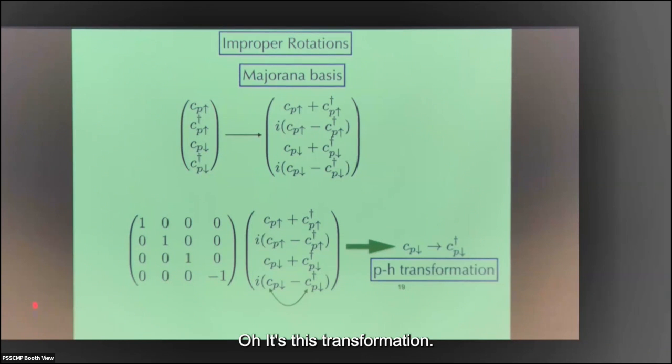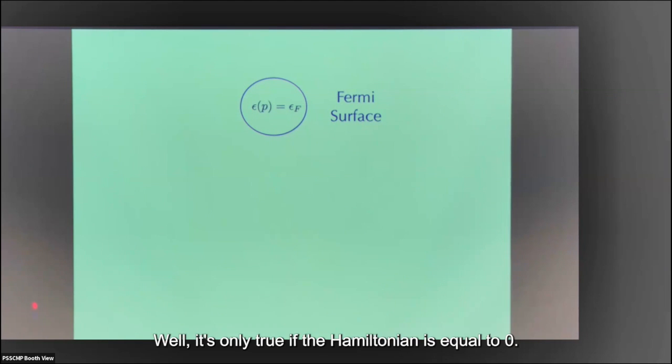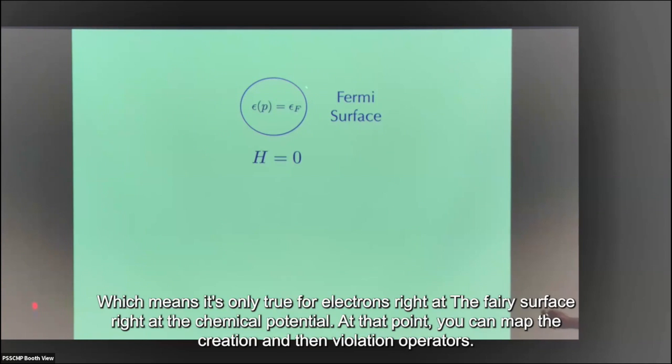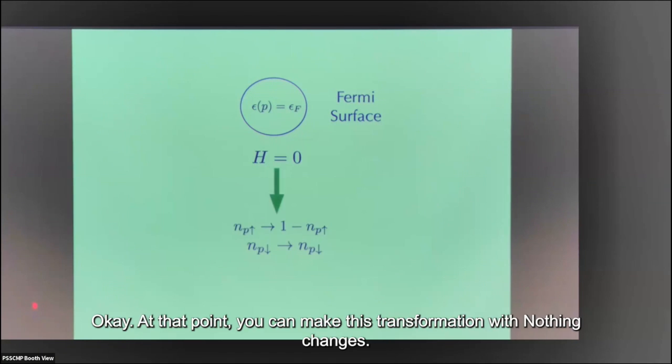It's this transformation. Okay, so when does this Fermi liquid Hamiltonian have this Z2 symmetry? Well, it's only true if the Hamiltonian is equal to 0, which means it's only true for electrons right at the Fermi surface, right at the chemical potential. At that point, you can map the creation and annihilation operators for one of the species onto one another. Remember, you want a minus sign, so it's really just one of them that you're doing. Okay? At that point, you can make this transformation with impunity.